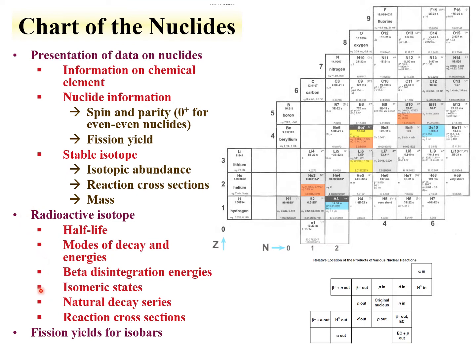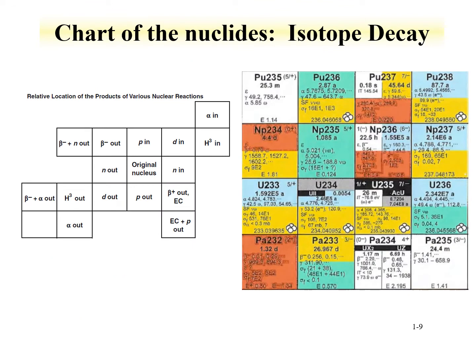For radioactive isotopes, data that is provided includes half-life, the modes of the decay and their energies, the beta disintegration energies, the isomeric states, there's information on natural decay series, and reaction cross-sections. A key utilization of the chart of the nuclides is understanding isotope decay.